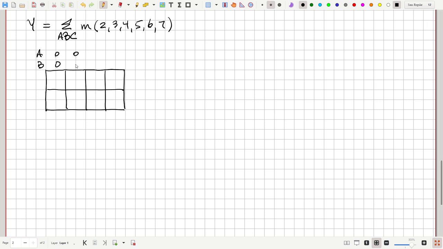Zero, zero, zero, one, one, one, one, zero for A and B, and then C, 0, 1. And we'll put in the truth table row 0, 1, 2, 3, jump over here, 4, 5, 6, and 7. And now let's put in all the ones. Well, let's see. 2, 3, 4, 5, 6, and 7. And then zeros in the remaining rows.